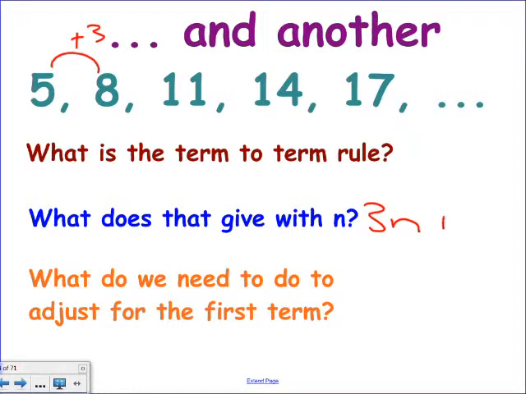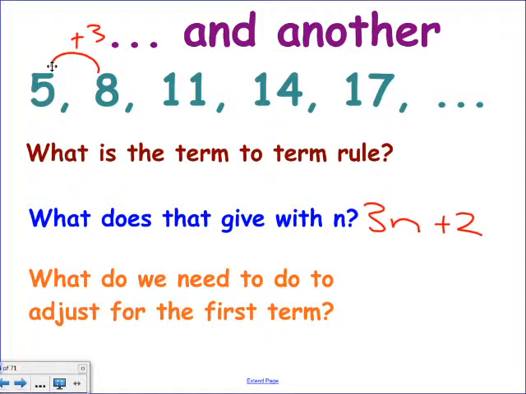Can everyone see what we're doing here? Yeah? So the term-to-term rule of plus 3 multiplies n. So plus 3 times n is 3n, because when I put the number 1 in there, I end up with 3 as my first term. I don't want 3, I want 5. So I need to add an adjustment to get from 3 to 5. So I needed to add 2. So I have 3n plus 2.